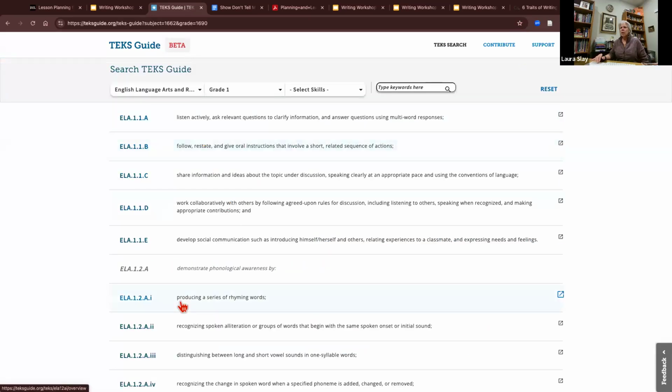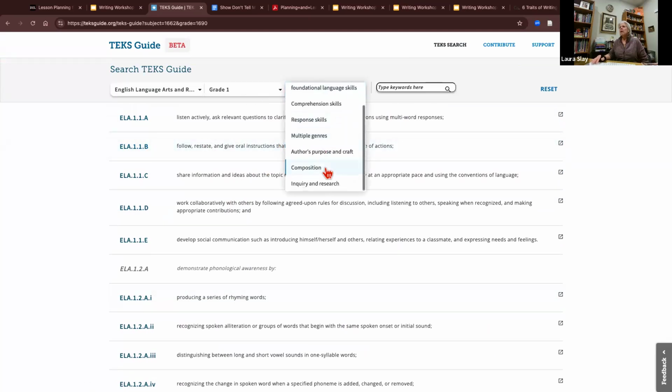And then you will see all the TEKS, but you have to be more specific. Now here, this is important, so please focus here. You're going to look at composition, author's purpose and craft, and multiple genres, because these are the 3 areas that are going to overlap with writing instruction. So you're going to have to find your niche within those. Composition is going to be about the writing process and what kinds of genres, which is going to overlap with multiple genres.